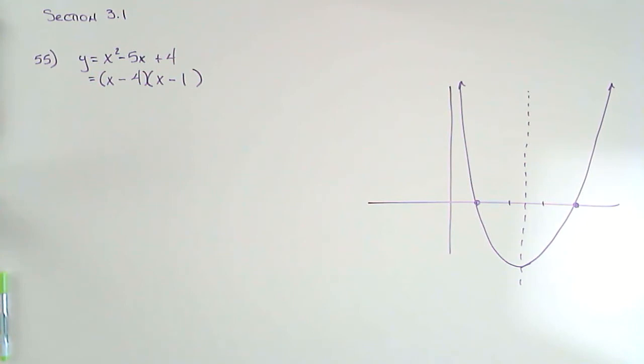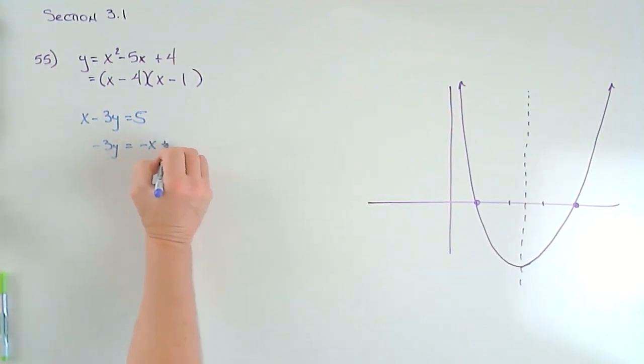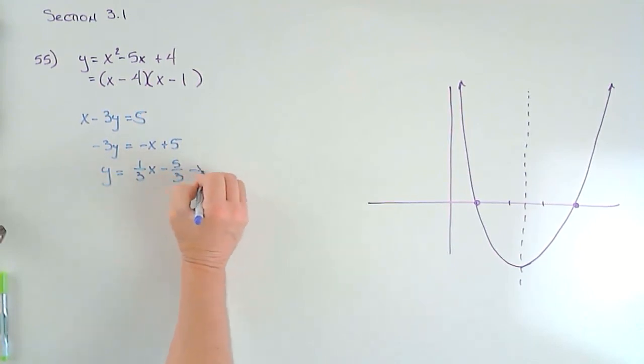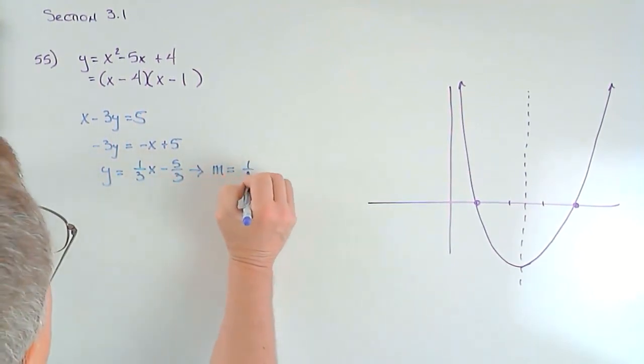It says find the equation of a normal line to the parabola that is parallel, and now they give me another line. Well, it's not even in the form of y equals. They're going to make me rewrite this. It's x minus 3y equals 5, or negative 3y equals negative x plus 5, or y equals 1/3 x minus 5/3. So the slope of my line is 1/3.